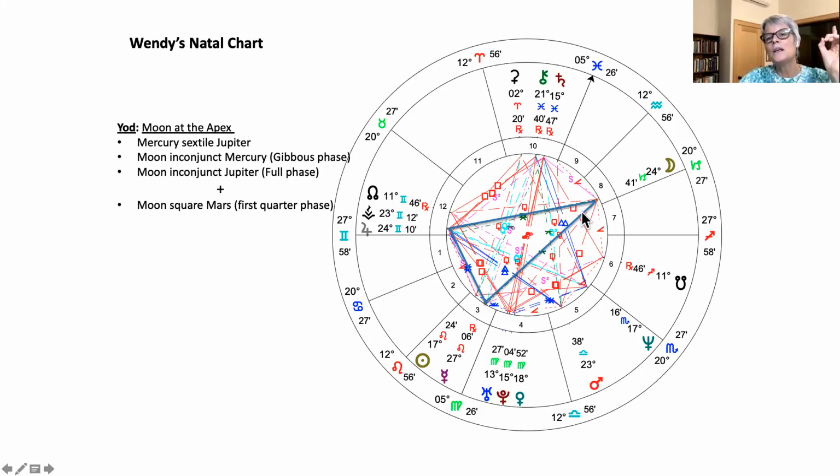Okay. Now the inconjuncts are kind of an irritating kind of energy. It's kind of like somebody poking you in the side. It's different than a square, the 90-degree angle, where you're really feeling the challenge and you set yourself up to work through the challenge, kind of like working out.